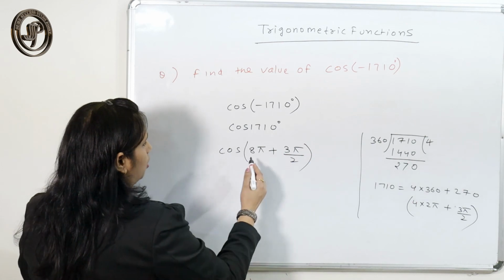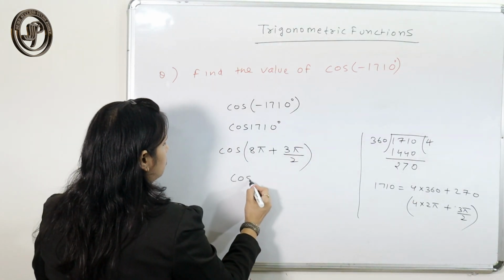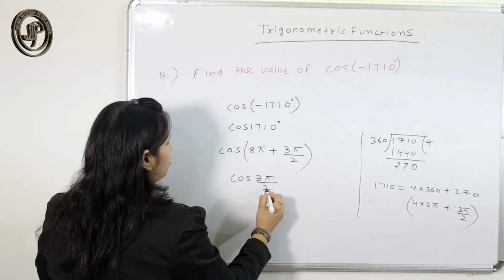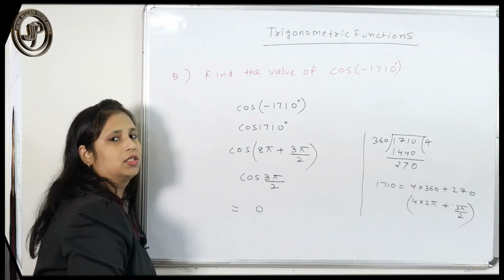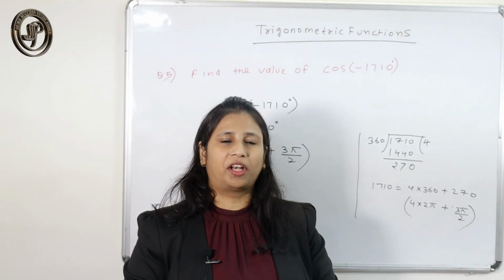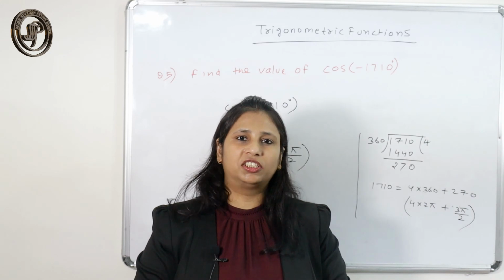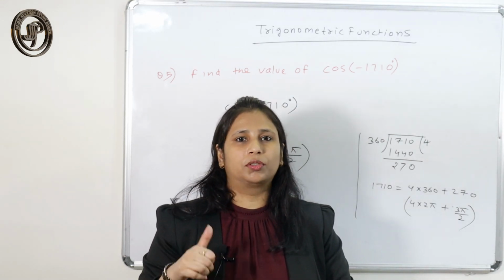Okay. So cos 2n pi plus theta is cos theta. So you can write it as cos 3 pi by 2, and I have given you the value of cos 3 pi by 2, that is 0. So here we finish the very important part of the trigonometric functions. The rest of the chapter we will cover in our next episode. So keep practicing.